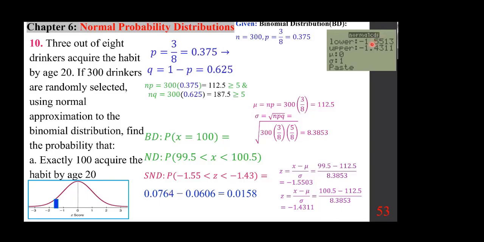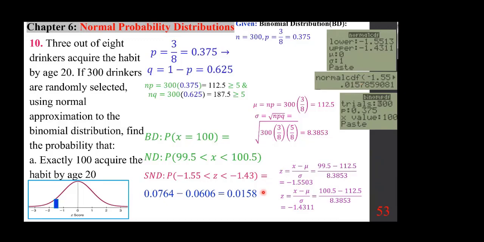Normal CDF, lower minus 1.55, or minus 1.55, can be calculated accordingly, negative 1.4311. Those are more precise answers. Normal CDF, 0.015. This 7 changes to 8 because of the rounding.